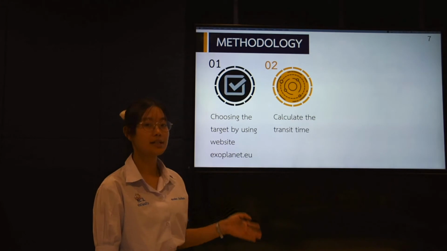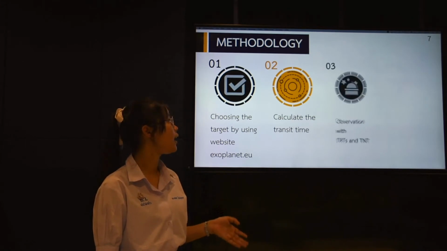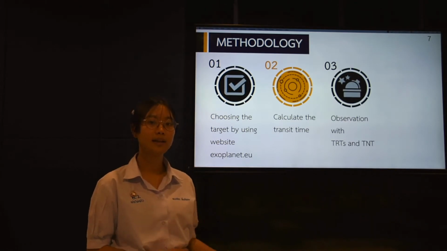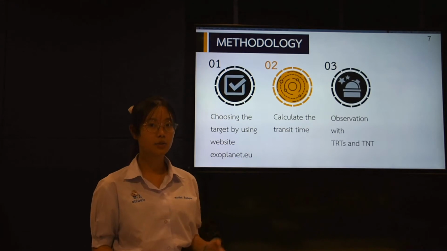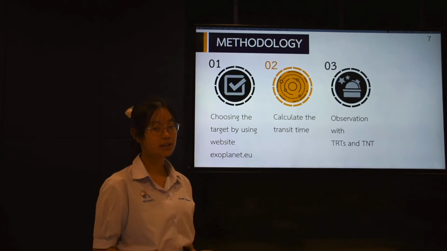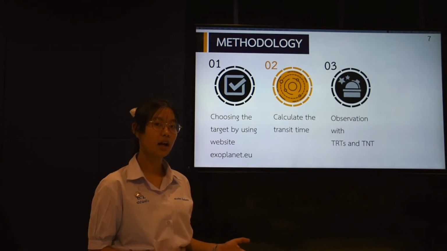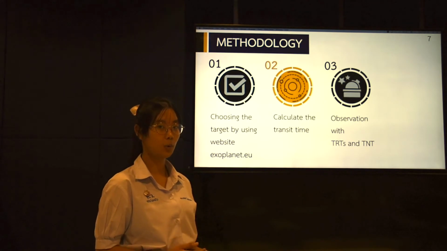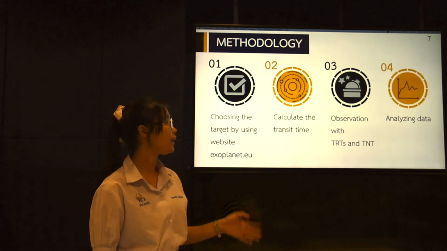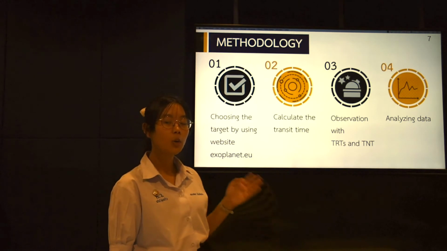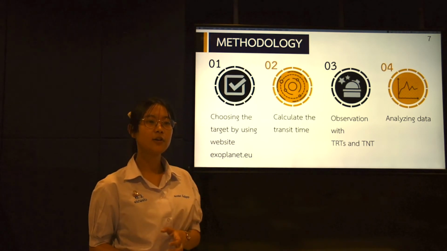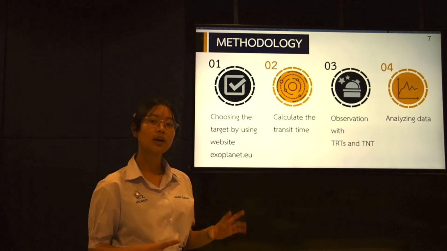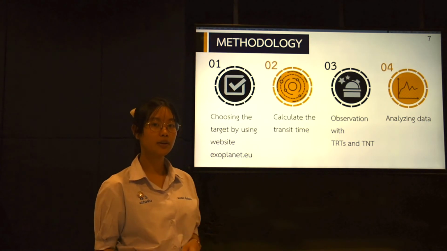And then we calculate the transit time by the period. Then we observe. We observe with 3 telescopes. We combine the previous data from 2017 with the Thai robotic telescope in China and in Thailand. And this year, we combine more data from the Thai National Telescope in Thailand. And then we analyze the data. We analyze the data by using the automated photometric pipeline to plot the light curve, and then we analyze the light curve to fit the parameters by MCMC.